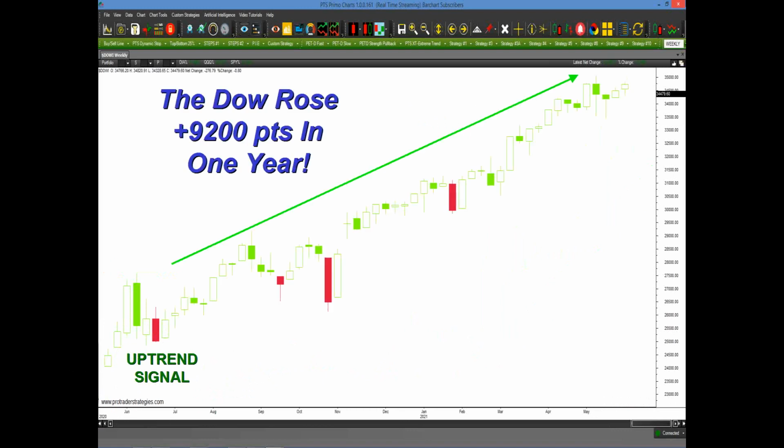So as we see what happened for the next year, the Dow rose 9,200 points. Now, if you missed that, we have a majority of green bars here, followed by one red, and then another green. That's another uptrend signal. One red, another green, another uptrend signal. So it was giving us uptrend signals all along the way, coming into June here.